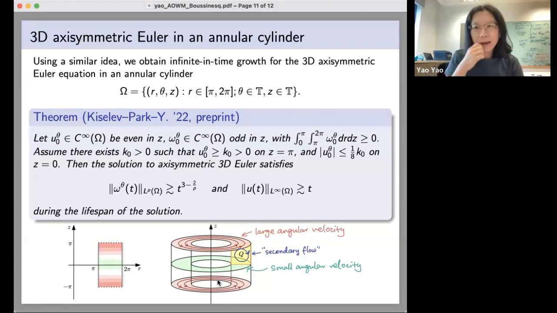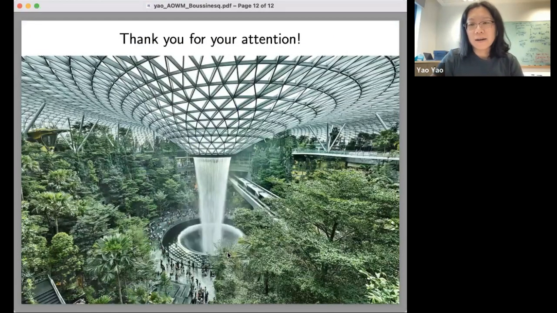Overall, I would say that our main goal is to use some soft arguments to try to exploit certain monotone and conservative quantities in order to get the small scale formation of the 2D Boussinesq and the 3D Euler equation. With that, I conclude my talk, and thank you for your attention.